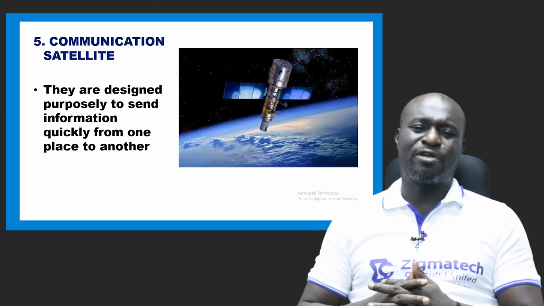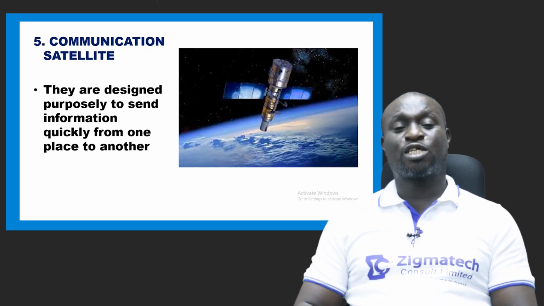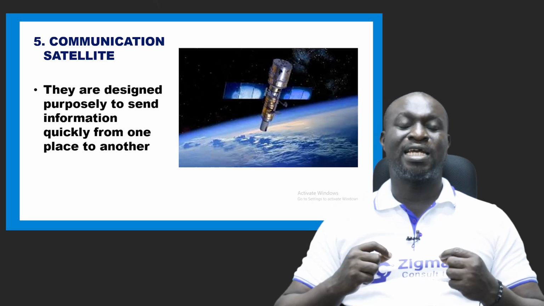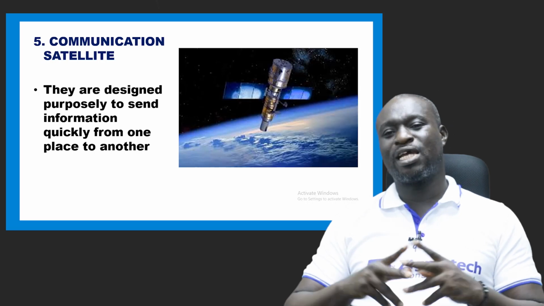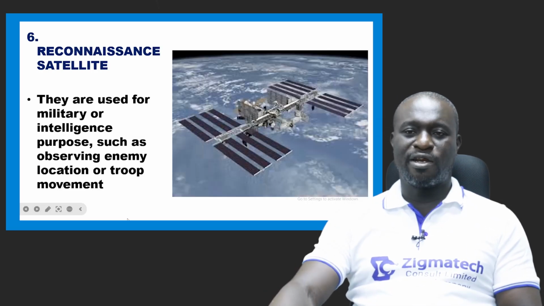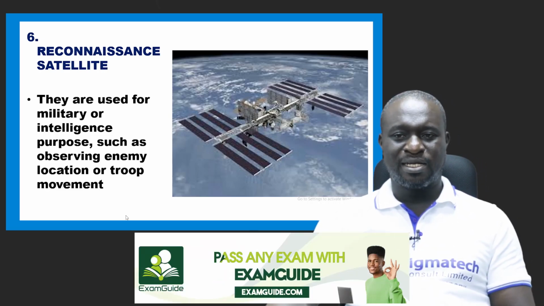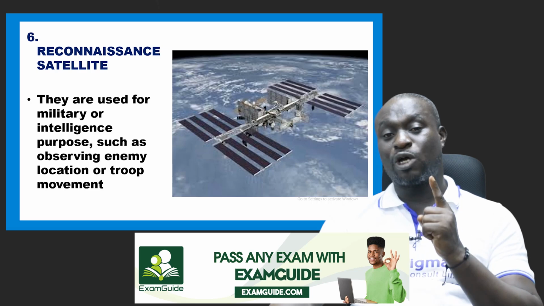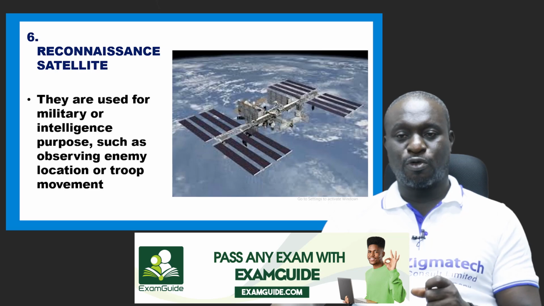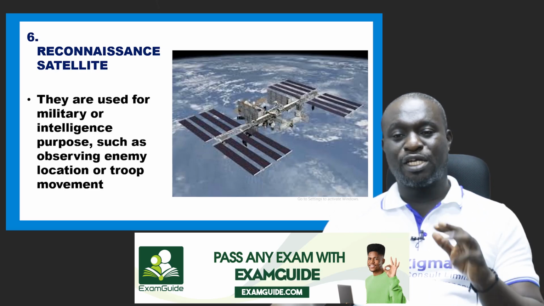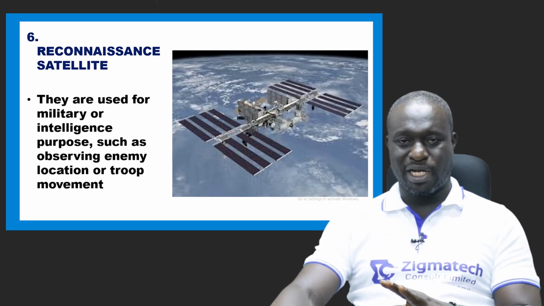And then we also have the communication satellite. Now, it is actually designed for the purpose to send information quickly from one place to another. So it helps in the dissemination of information. And then we have also the reconnaissance satellite. Now, the reconnaissance satellite is actually for the military. They are used for military or intelligence purposes, such as observing enemy locations and troop movements and all that. It is actually military hardware, all right?